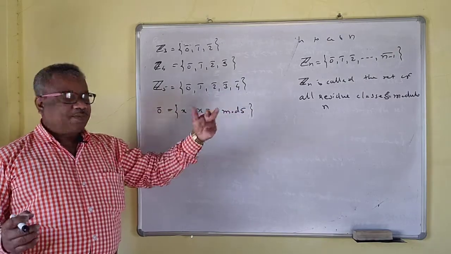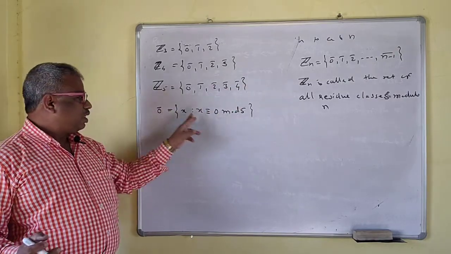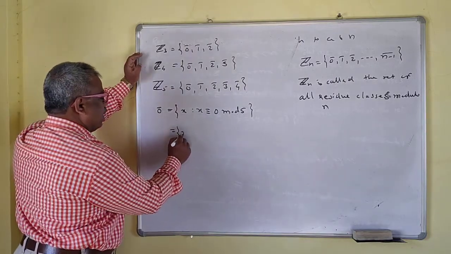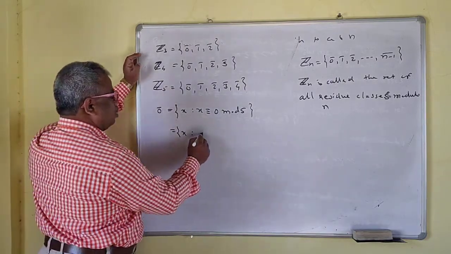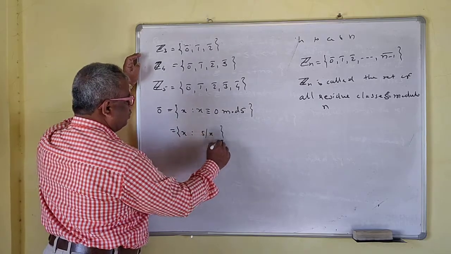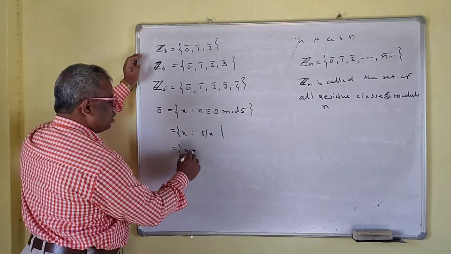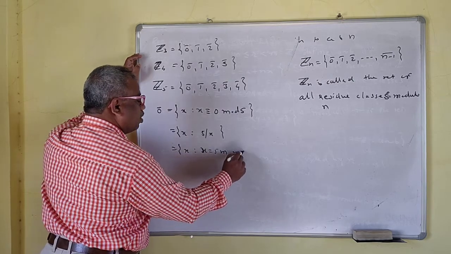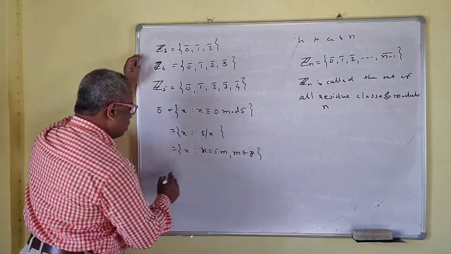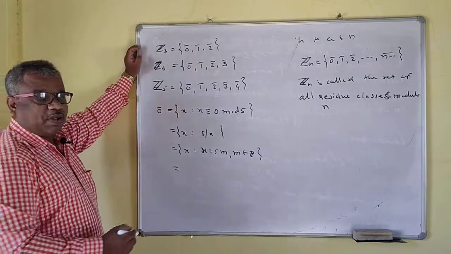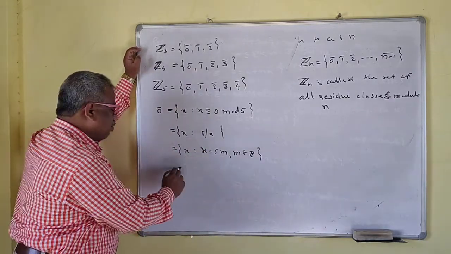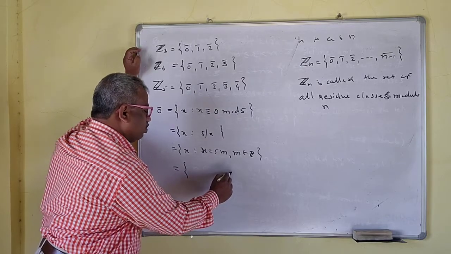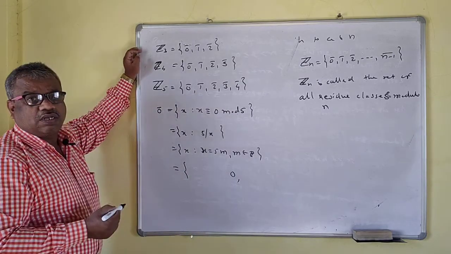We'll find 5 bar and 6 bar with respect to modulo 5 too. So this is x such that 5 divides x, which implies x is equal to 5 times m, where m belongs to Z. That means x is a multiple of 5. So 0 is there.